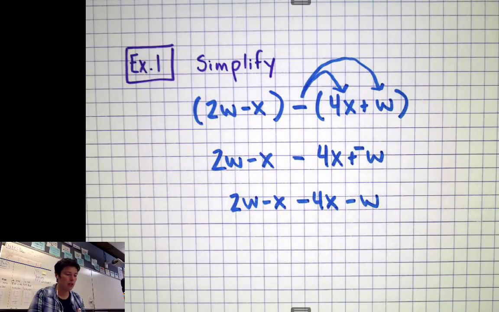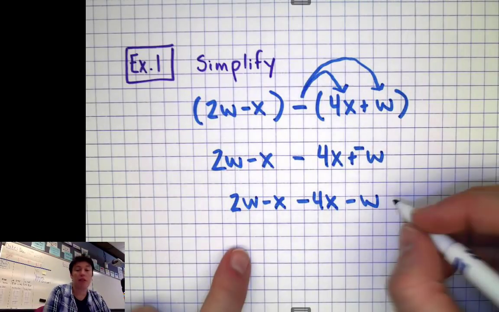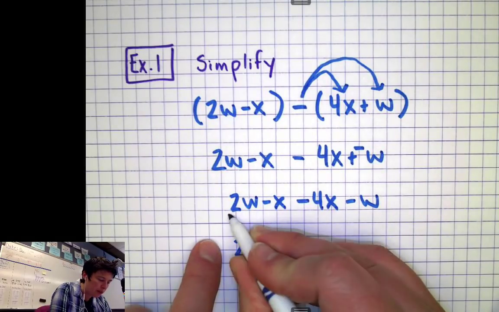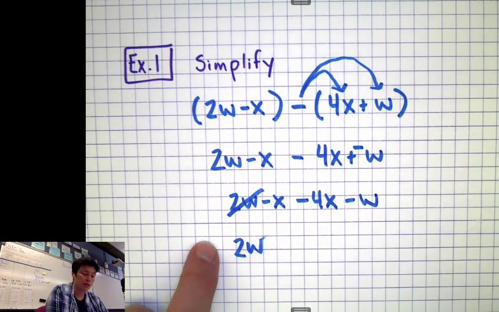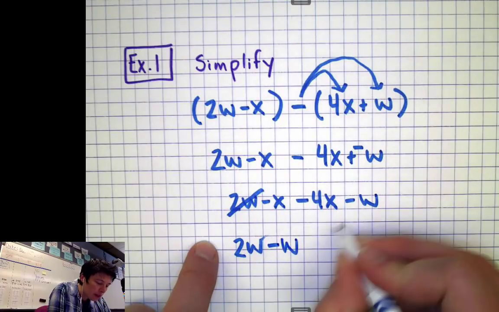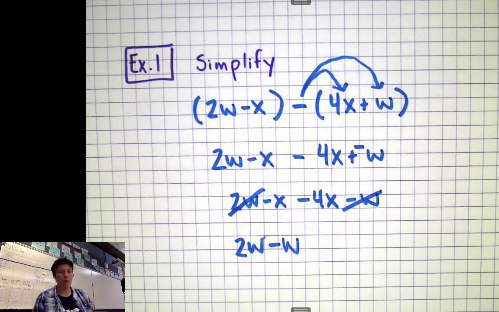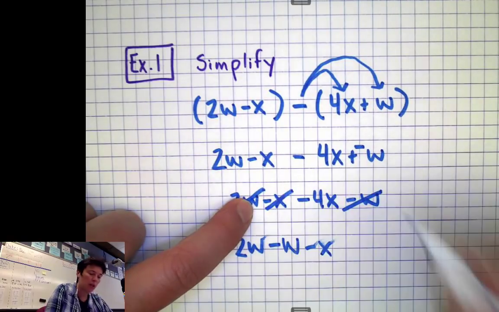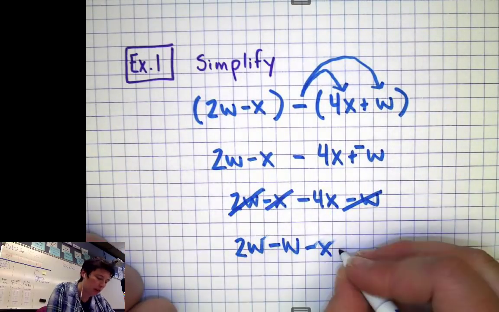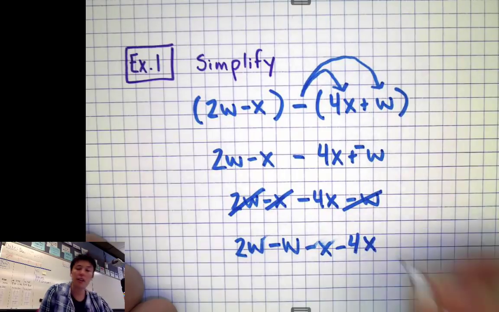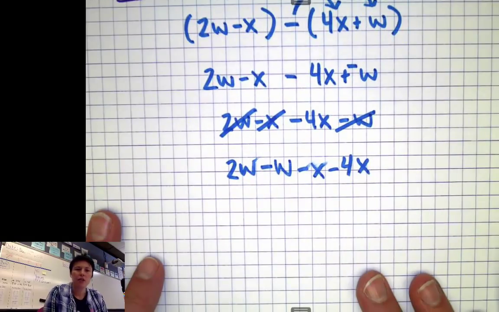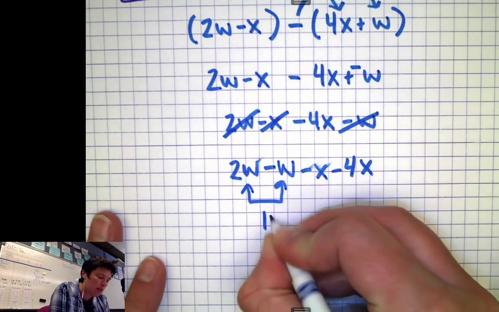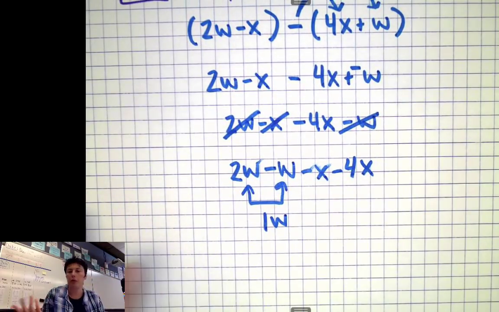Okay, so now I want to get my like terms together. The 2w, which is right here, this first piece, should go with the minus w. Those are like terms. What else can I put together? Well, the negative x, which is right here, should go with the minus 4x. And then I'm going to combine things together. So 2w take away a w is 1w.